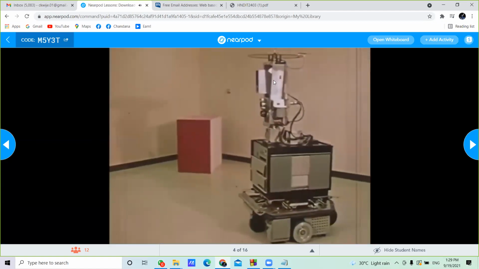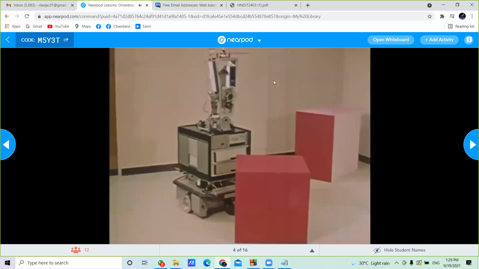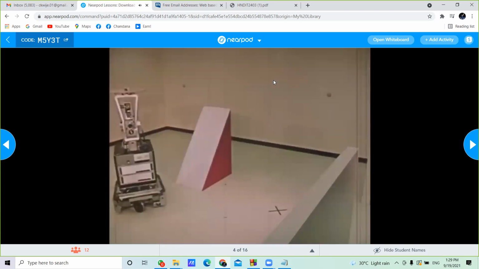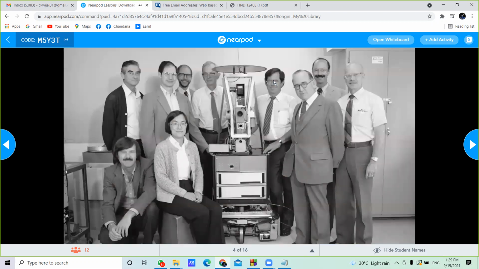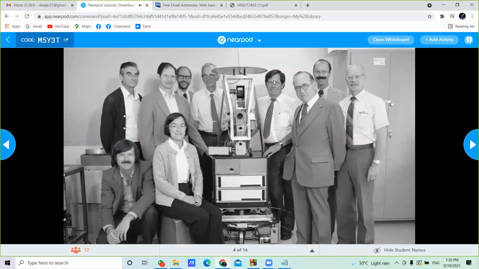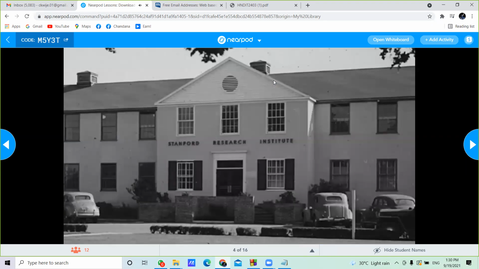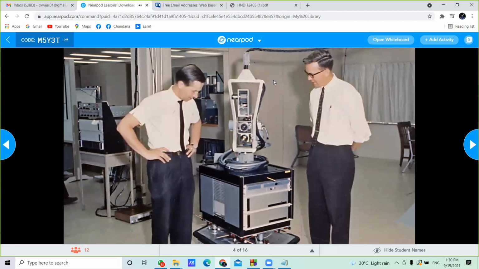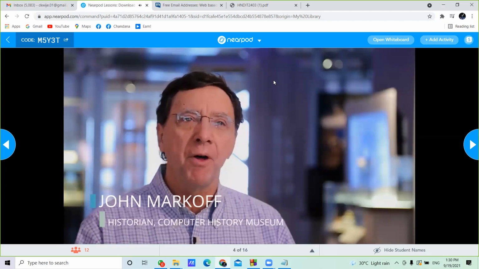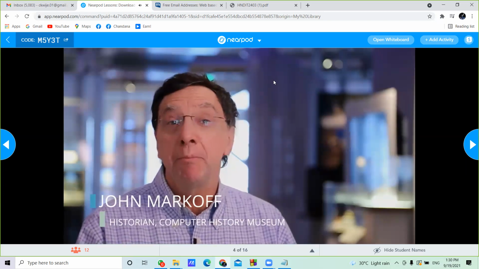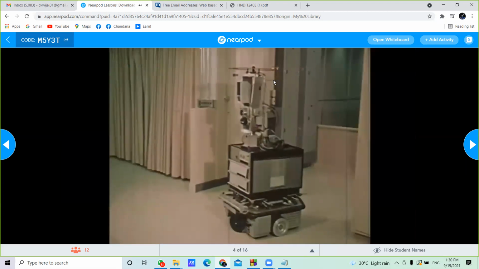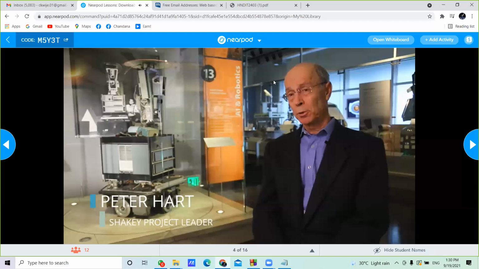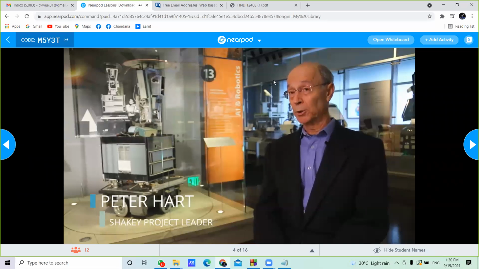Shaki was the world's first mobile intelligent robot, embodying numerous breakthroughs in artificial intelligence, robotics, computer vision, navigation, and other research areas. The robot was developed from 1966 to 1972 by SRI International, then called Stanford Research Institute, and its legacy and impact are still very much alive today. Shaki is really the great-grandfather of things like self-driving cars and even military drones. The hardware was really pretty primitive, but the software architecture and the software algorithms are what changed the world.